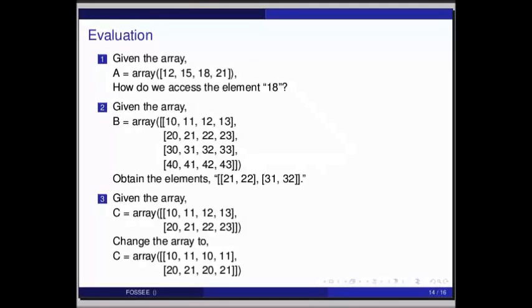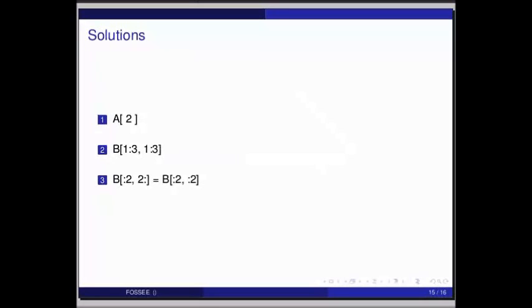And let's look at the answers. The first one: the element 18 in array A has index number 2, hence we access it as A of 2. The answer is A within square brackets 2. Second one: to obtain the center 4 numbers in the array B, we say B of 1 colon 3, 1 colon 3. And the third and final one: we can change the elements of array B by using slicing and striding by typing B within square brackets colon 2, 2 colon is equal to B colon 2 colon 2.